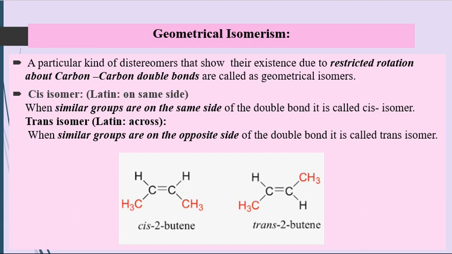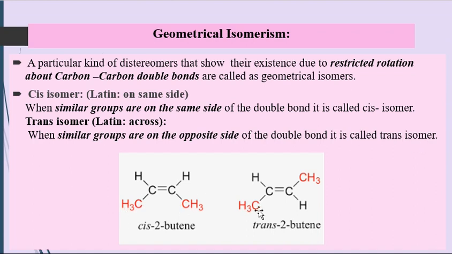There are two geometrical isomers shown by compounds containing a double bond. First is the cis isomer, which is a Latin word meaning on the same side. When similar groups or atoms are on the same side of the double bond, it is called the cis isomer. Then the trans isomer, where trans in Latin means across. When similar groups are on opposite sides of the double bond, it is called the trans isomer.